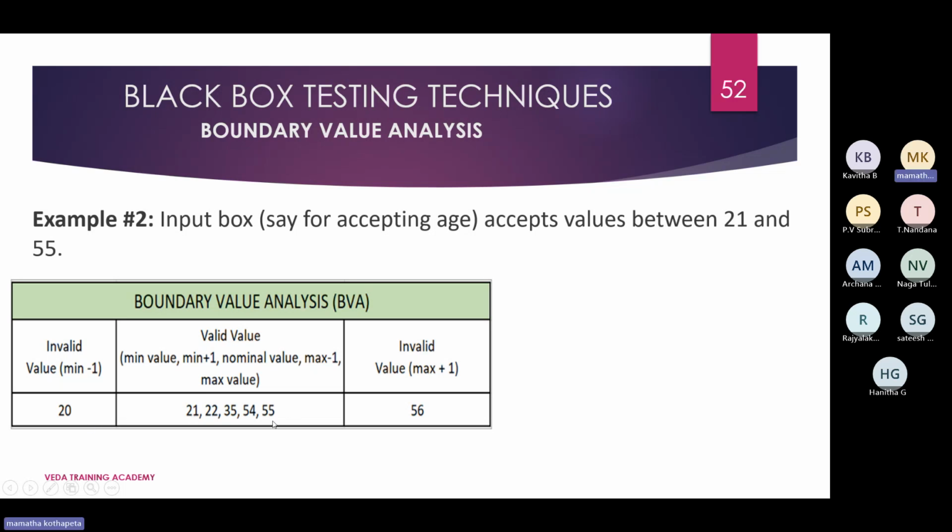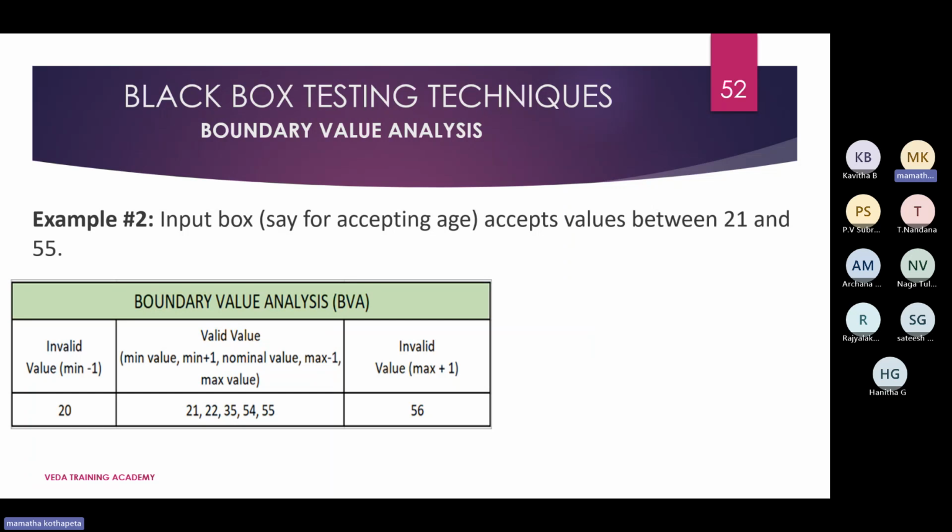If I input 21, it is accepting, yes. 22, yes. 35, yes. 54, yes. Same with 56, it's not accepting. It is the right behavior. Now, how many test cases are we going to write? Ideally, if you want to write the test cases, you have to write from 21 to 55, approximately 30 test cases, one for each input value.